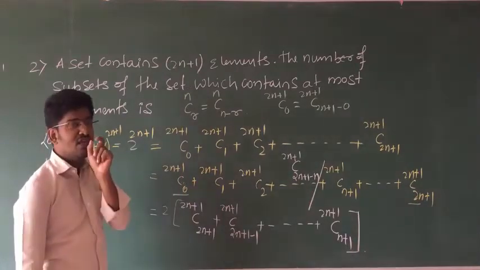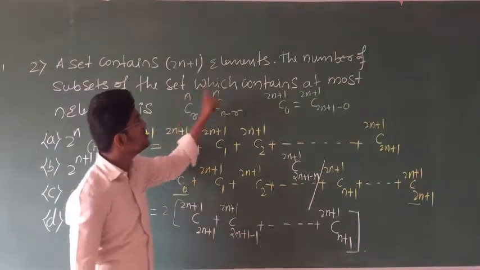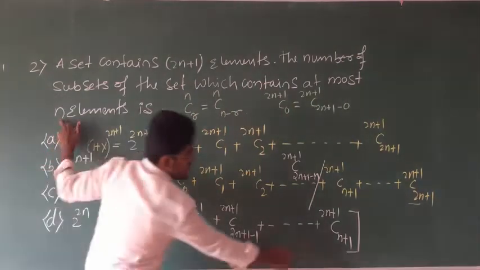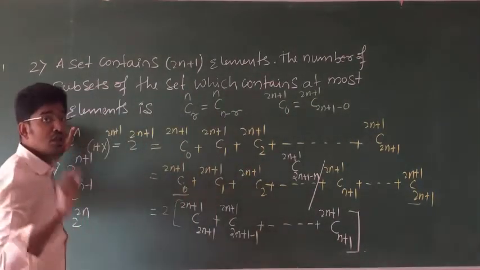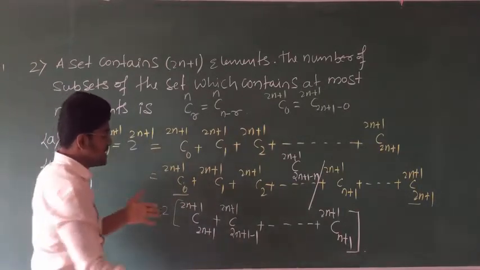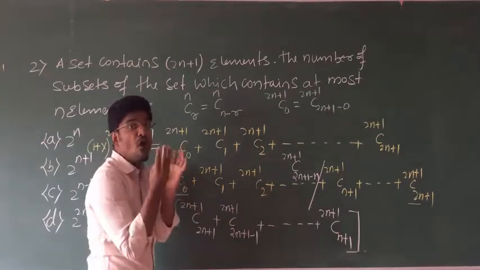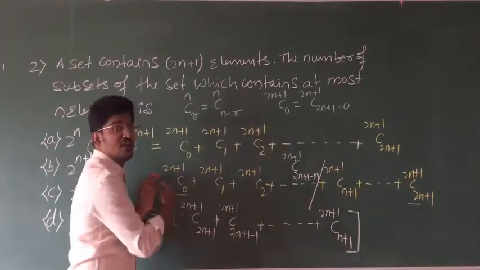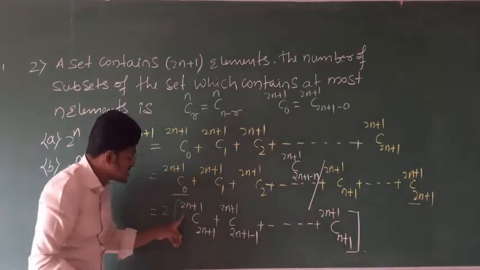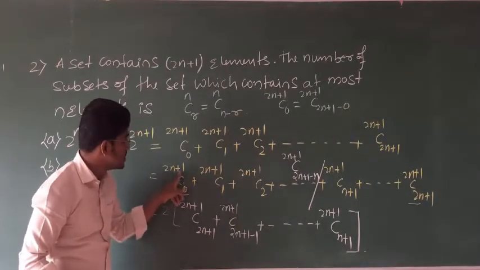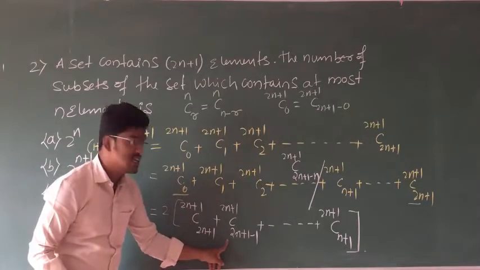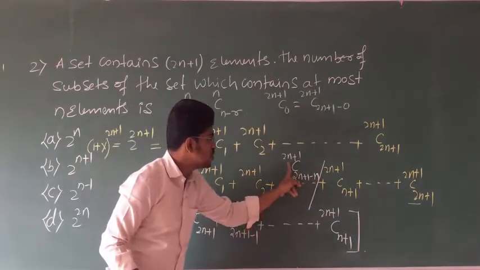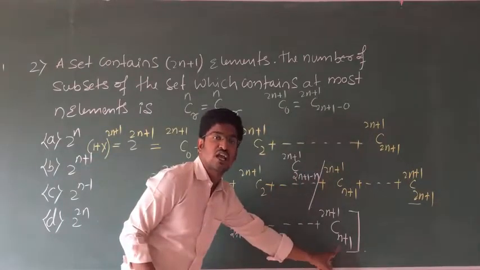But here one thing is important. What they are asking is a set which contains at most n elements. But here we are calculating n plus 1 elements. No problem, because this is half of what? Half of your total expansion. This term is nothing but 2n plus 1 C0, this term is nothing but plus 2n plus 1 C1, next so on to 2n plus 1 C n plus 1. Are you getting my point?